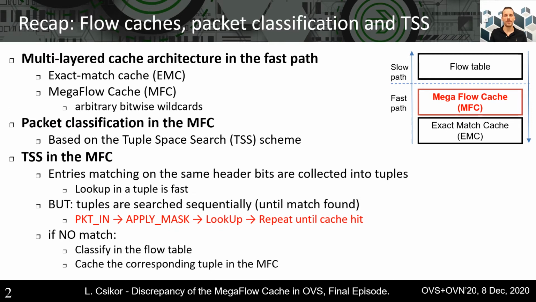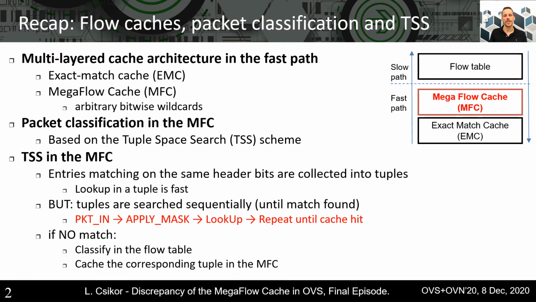In the MFC, therefore, we have the tuple space search scheme as a packet classification algorithm, wherein entries matching on the same header bits are collected into tuples identified by the mask header bits. Within the tuple, the lookup is fast. However, the algorithm has to search all tuples sequentially until a match is found.